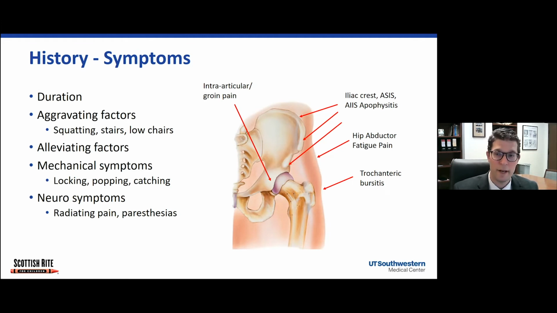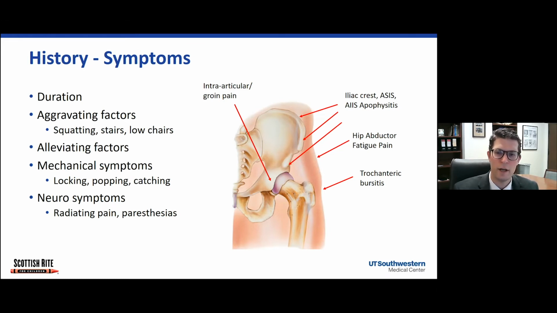You want to ask about aggravating factors. So patients who have anterior groin pain, for example, while they're squatting or sitting in low chairs, may have some cartilage injury that they're aggravating. Similarly, you might hear about mechanical symptoms like locking, popping, or catching, which can reflect intra-articular cartilage tears that are catching as the patient moves their hip. Popping can reflect snapping of the tendons, either that iliopsoas tendon over the inside of the pelvis, or some of the soft tissues laterally, like the iliotibial band snapping over the greater trochanter. So those mechanical symptoms are helpful for teasing apart different causes.